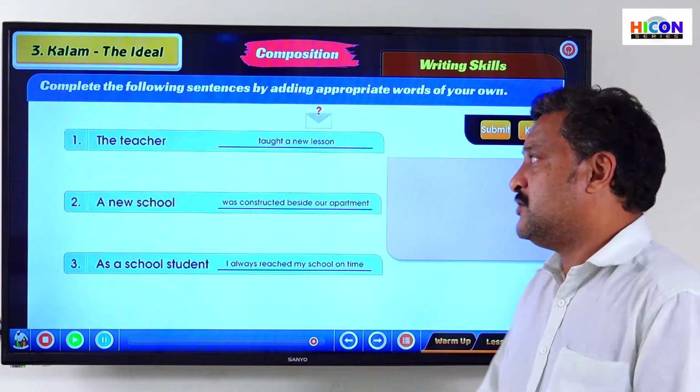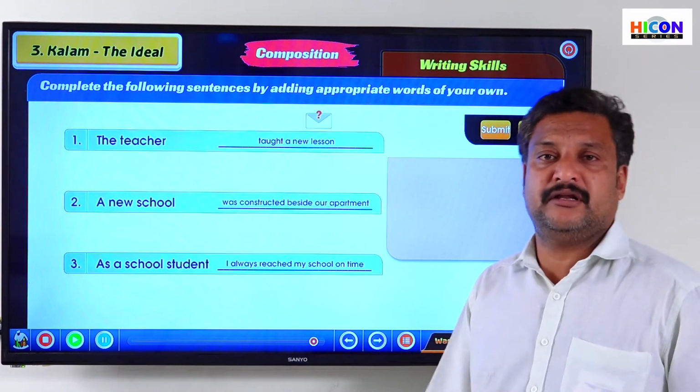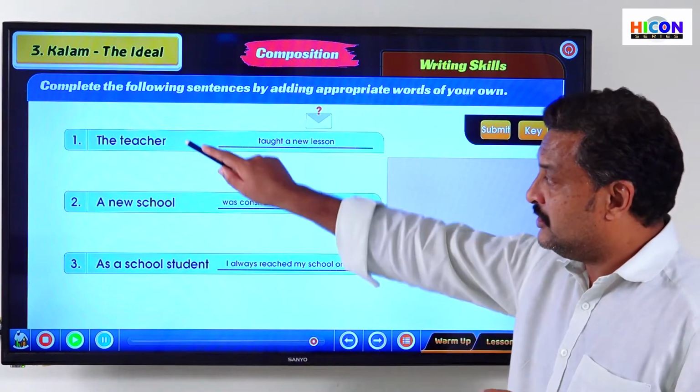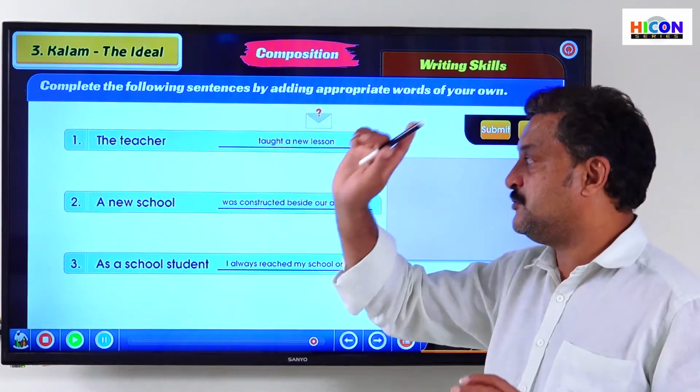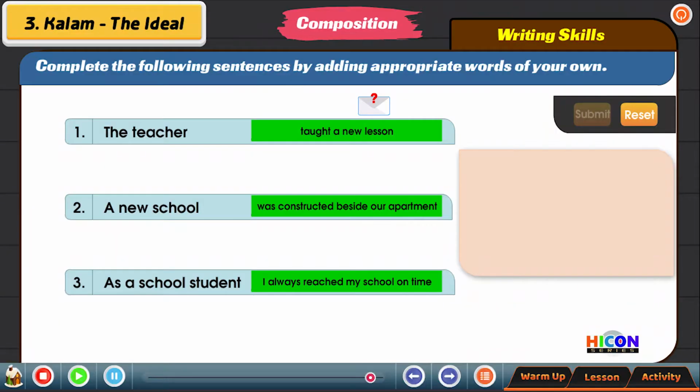So I'll keep this screen the same for another minute so that you can copy the first part of the sentences, not the second part, only the first part of the sentences, right?